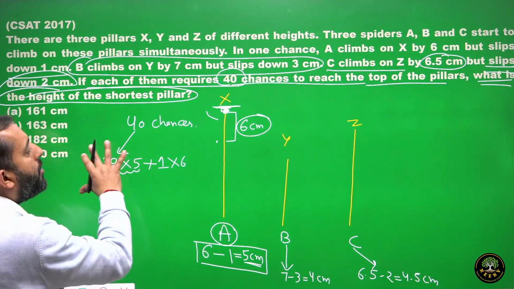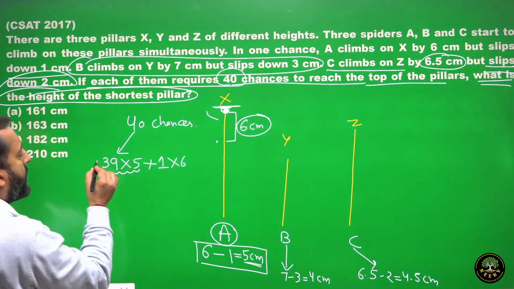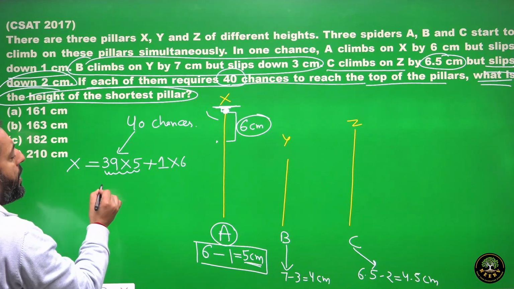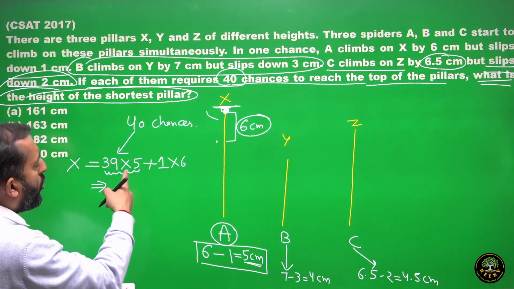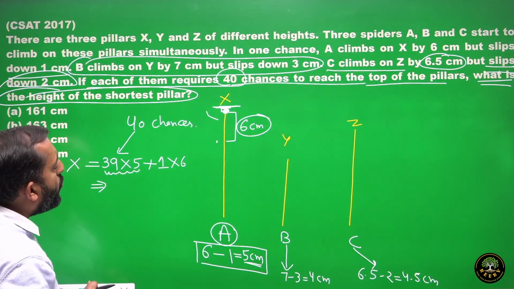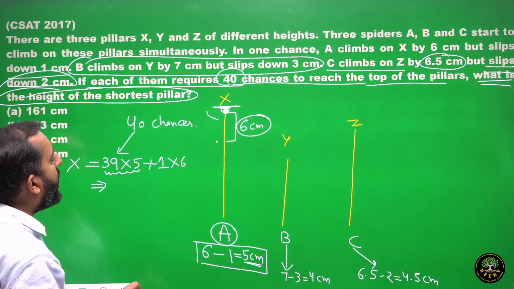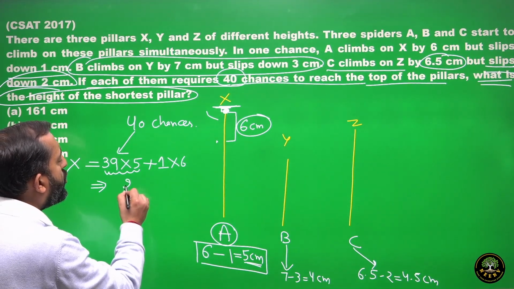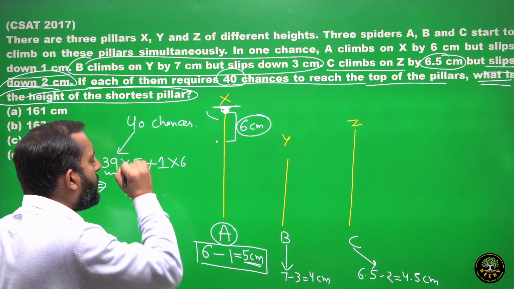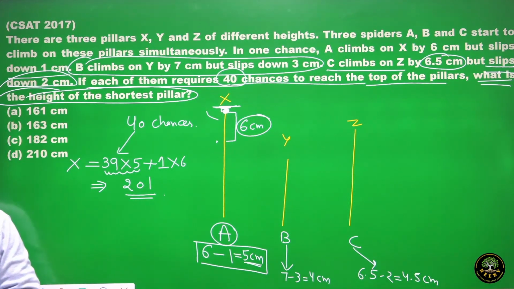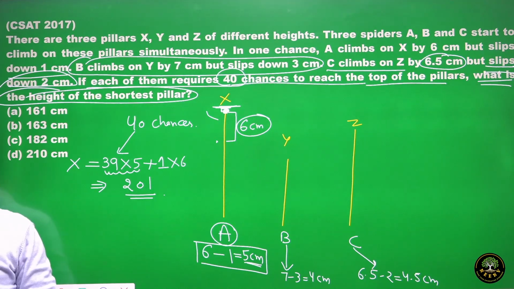So the total height of pillar x will come out to be equal to, if we solve this, 40 into 5 is 200 minus 5. So 200 minus 5 is 195 plus 6 is 201. So the height of the first pillar will be 201. I hope, guys, this is clear. Please make a note of it.